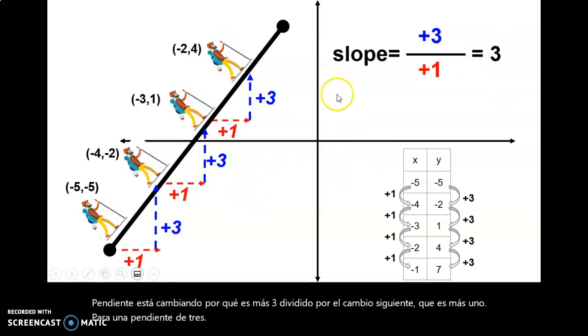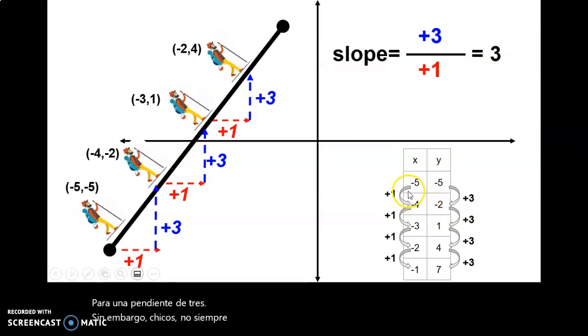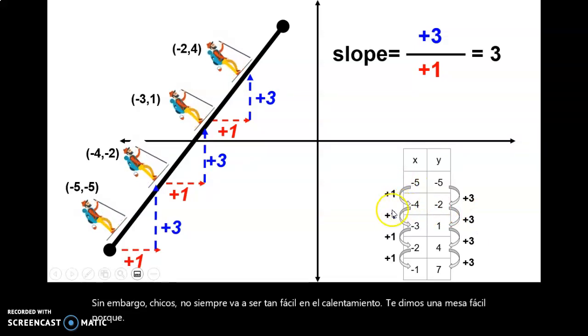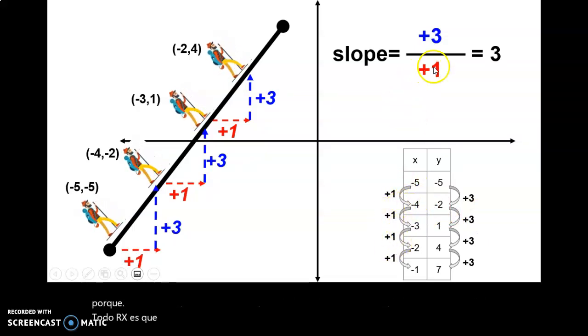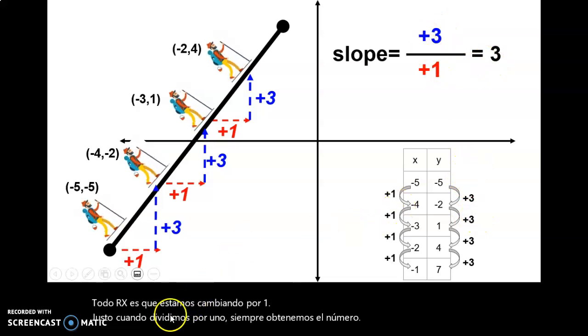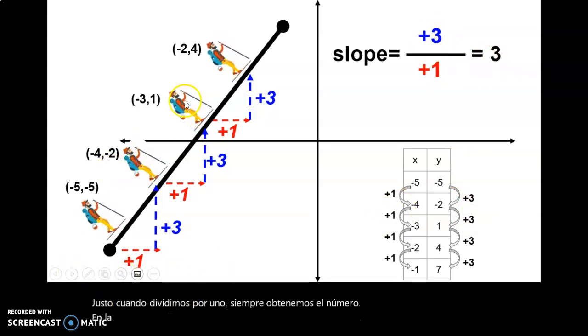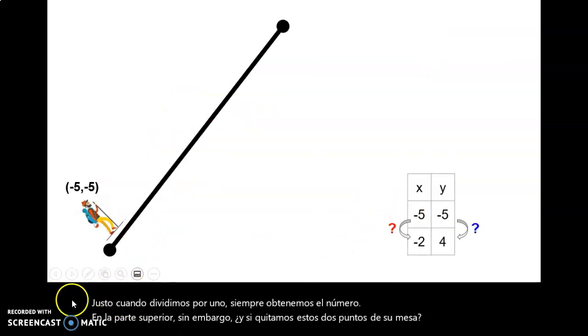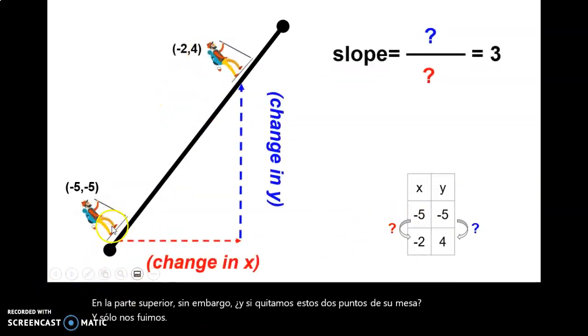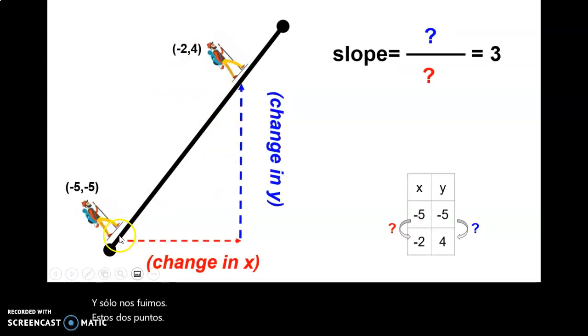However, guys, it's not always going to be this easy. In the warm-up, we gave you an easy table because all our x's were changing by 1, right? When we divide by 1, we always get the number on top. However, what if we took away these 2 points from your table and we only left these 2 points? Well, the process to figure out the slope is the same exact way.